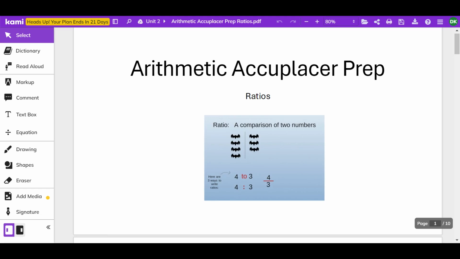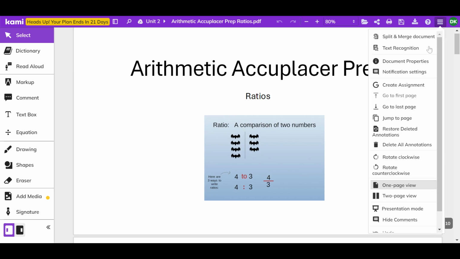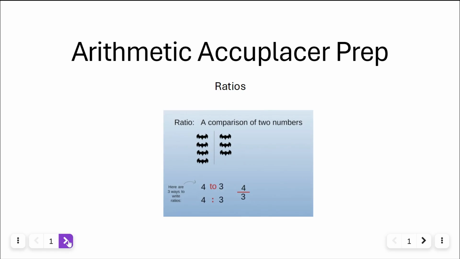Today we're going to be talking about ratios, which is a fancy way to say fractions, because we've done it many times before. All right, so let's get started. We're going to see a couple of different ways to write ratios. We'll talk about unit rate, and we'll go from there.